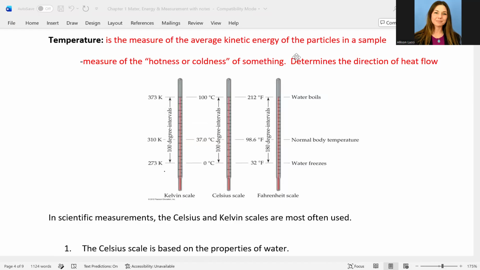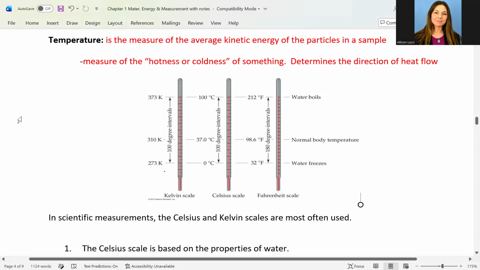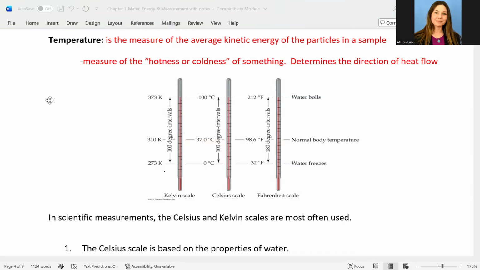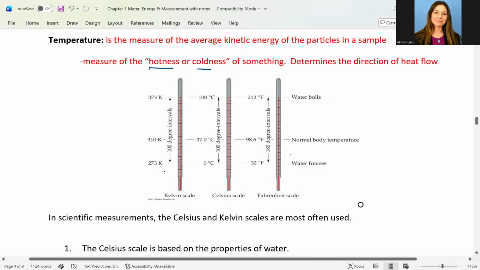In this video, we're going to review the measurement of temperature, and that's defined here as the average kinetic energy of the particles in a sample. And you may notice or know this as the hotness or the coldness of something. And this also, we'll see in chapter 5, will determine the direction of heat flow.